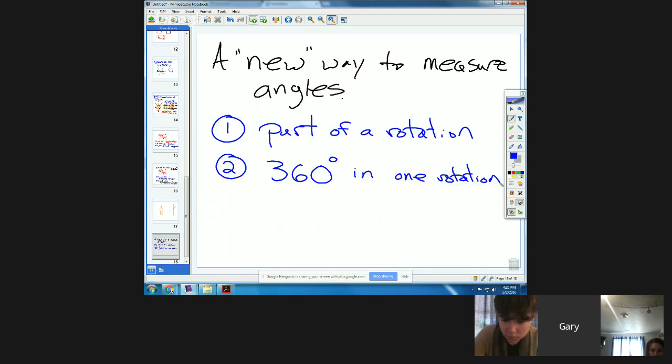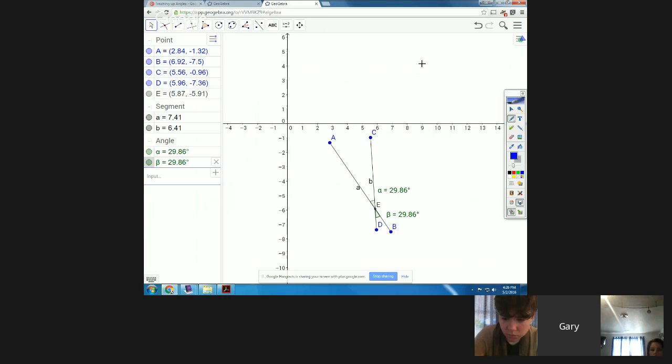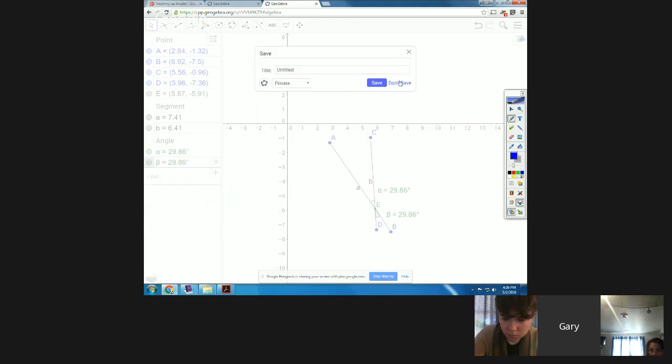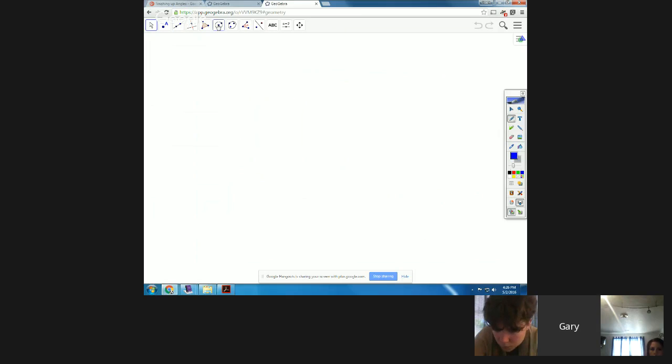So when I think about angles, I think about rotations, I think about turns, I think about spinning. Spinning makes me think about circles. So I'm going to go into a story about circles here. So let's make a new file. And I don't want to save that one. And let's just go into geometry mode. All right, so let's see.